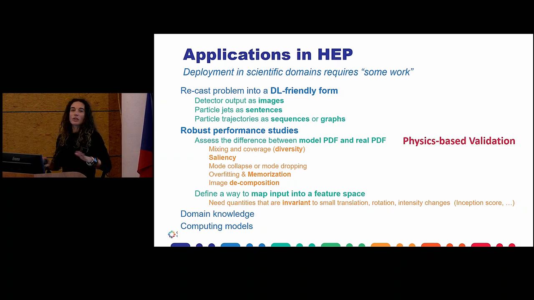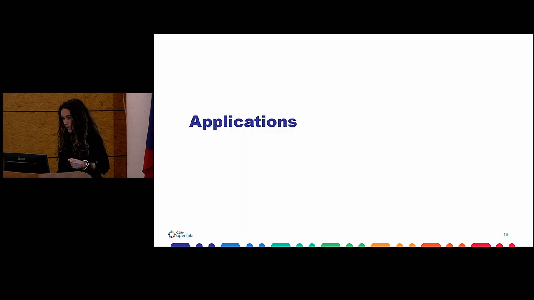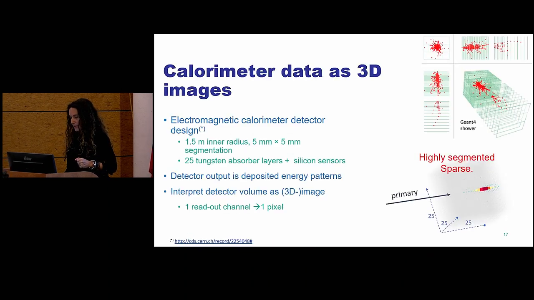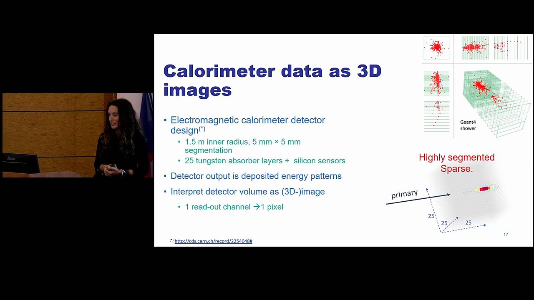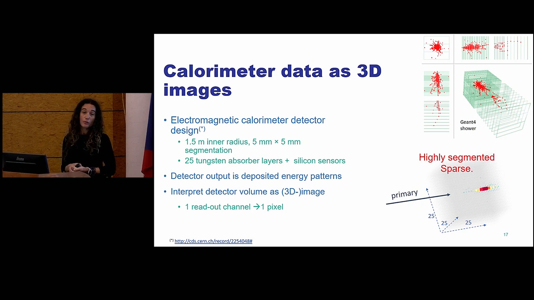Luckily, most of the validation that we can do can actually rely on physics-related quantities, because in the end, this is what we care about. So let me go into some examples, because I'm already very late. This is an example of the way you can treat calorimeter output as an image, or as a three-dimensional image in particular. This is a volume, so we just pixelize it. We choose as an example a high granularity calorimeter, the way they will be designed for the next generation colliders.